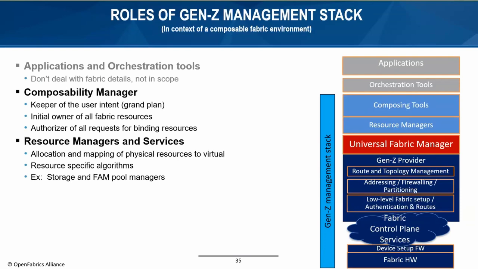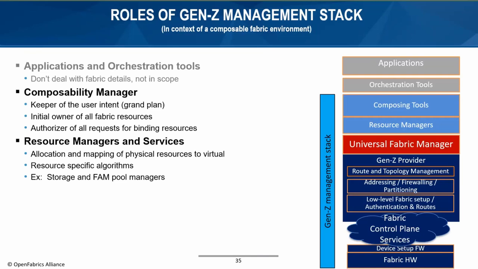So taking a look at the roles on the left, the first thing is the applications and orchestration layers. The Gen Z fabric management specification does not deal with those layers or the automation or orchestration tools. These layers define the environment to be provided by the fabric. They don't define the fabric or much about the fabric, and those tools try to hide the fabric from the developers, so we don't deal with them.